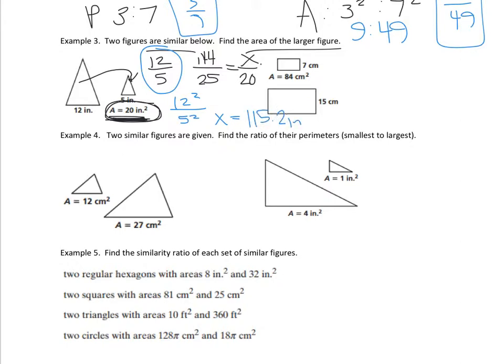So a common mistake is to set up the proportion without using the area ratio by squaring these. So I see people do 12:5 as x is to 20. No, it's 12 squared. So let's look at the second one.